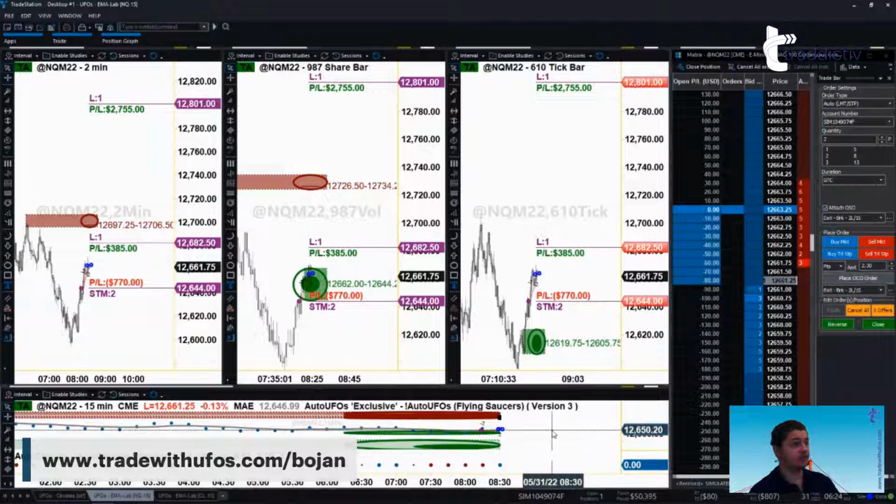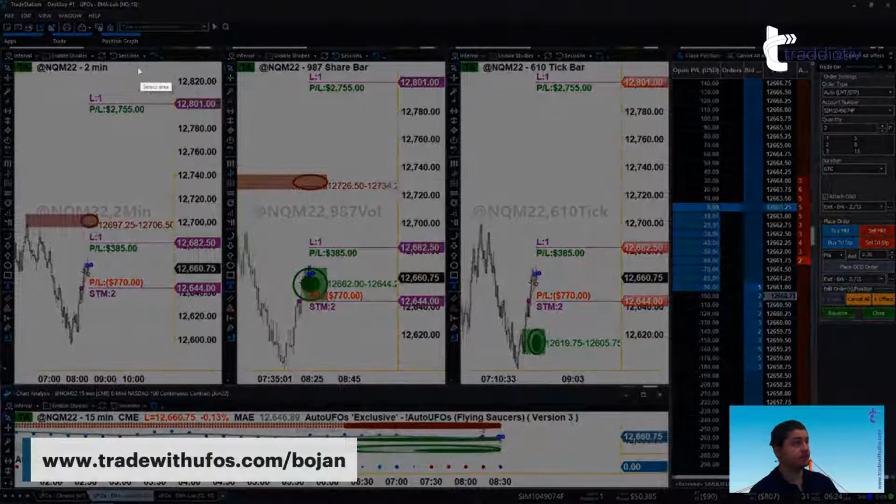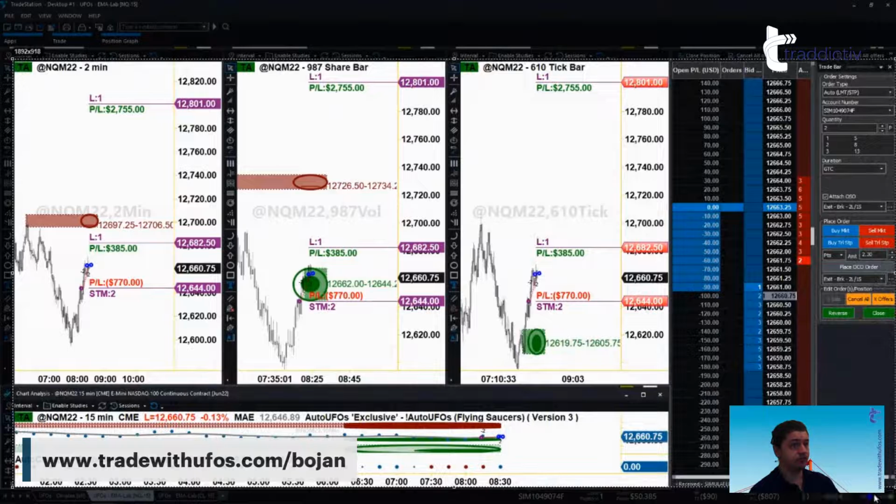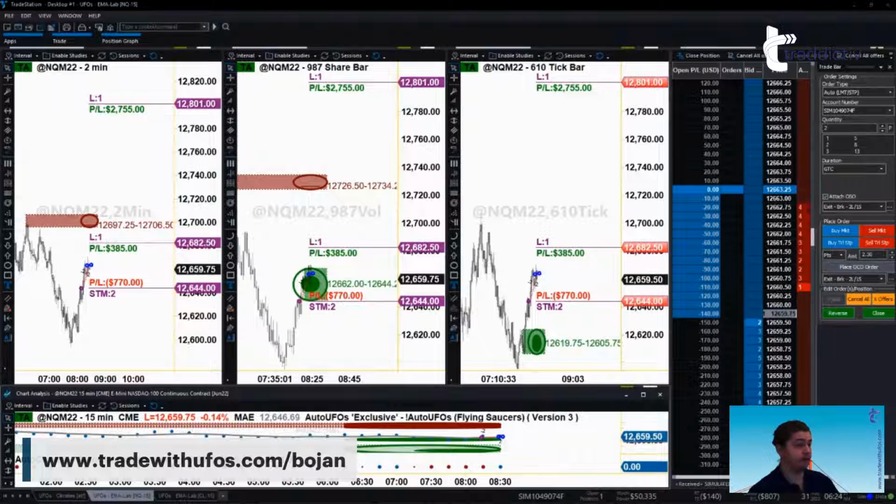Now, something that I always do when it comes to this stuff is I take a screenshot because it's extremely important for documentation purposes to have all this stuff. And today is 0531, and this is the NQ 50-minute setup. There we go.